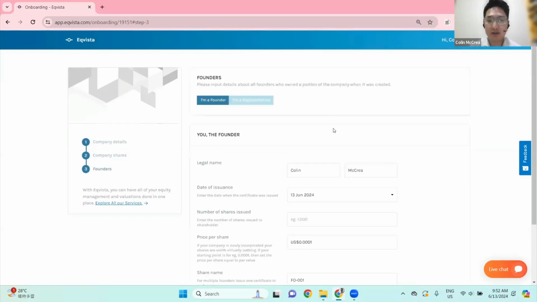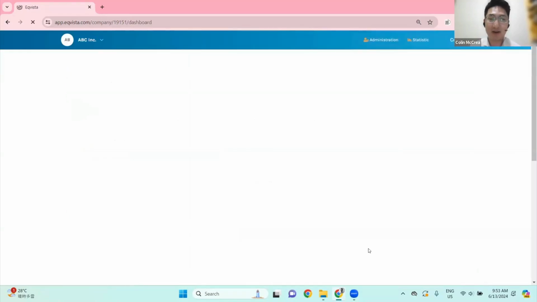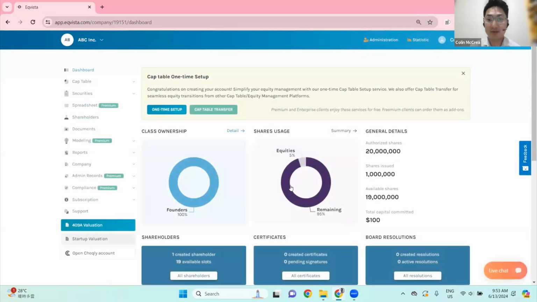And then let's just say that you're the founder and you're already in the system. Now I'm going to be issuing, let's just say, 1 million to myself. And a lot of this will pre-populate with what you said before. When you click complete, it's 3 steps and you're literally into the system right away. And you're good to go. So you can start using it right away. This is our free version.